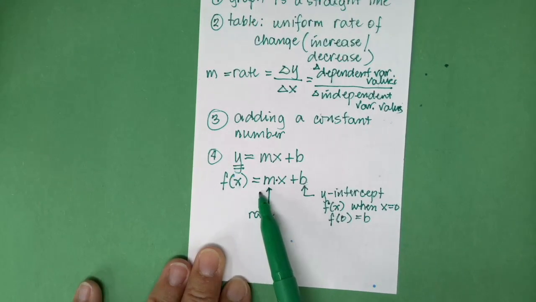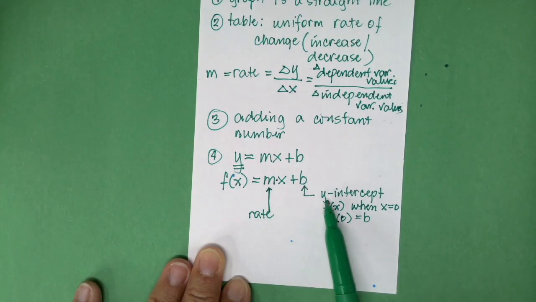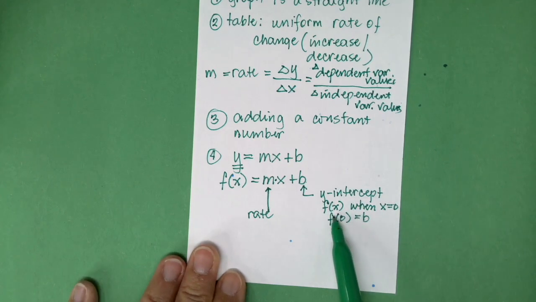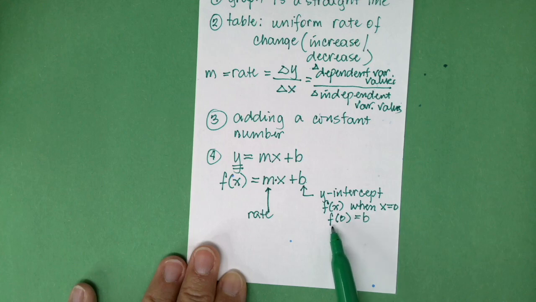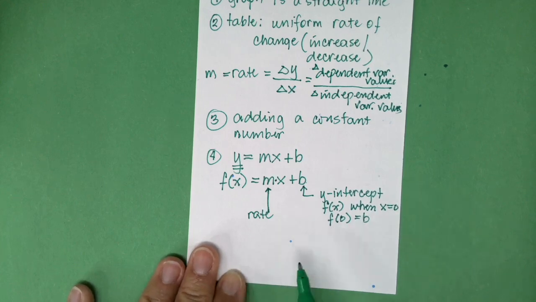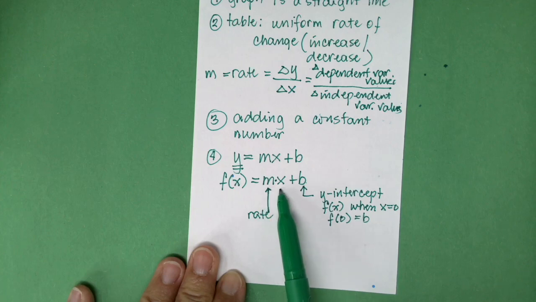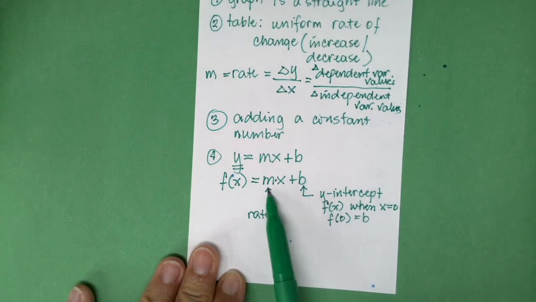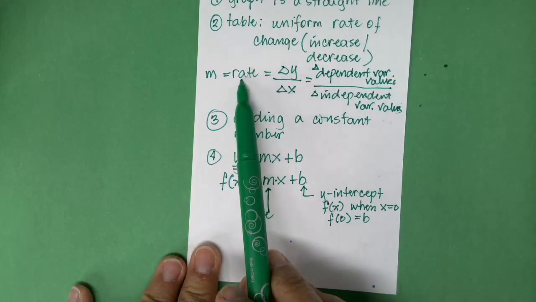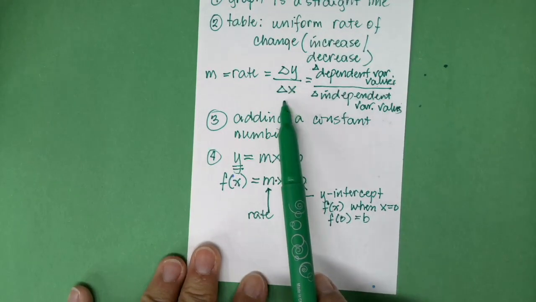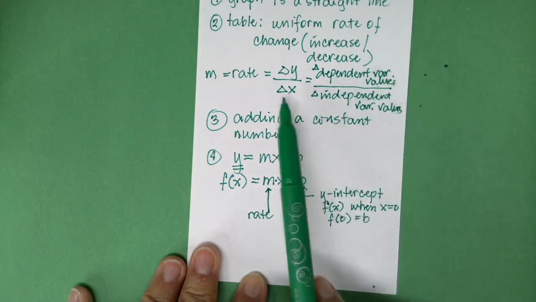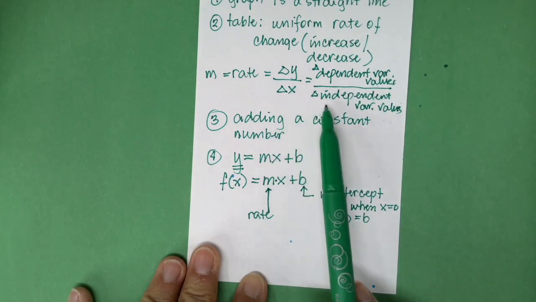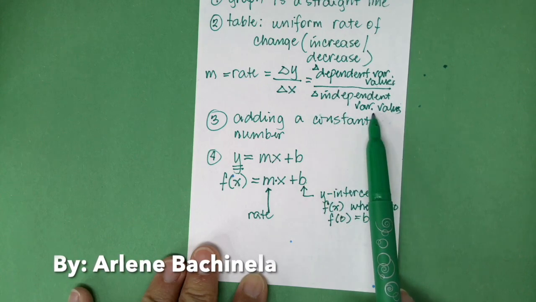So f of x is equal to mx plus b, where b is the y-intercept. When we say y-intercept, that is the value of the function, the value of y, when x is equal to 0. Or in function notation, f of 0 is equal to b. And the number that's multiplied to x, which we call the coefficient of x, is the rate of change. That is, again, delta y over delta x: the change in the dependent variable over the corresponding change in the independent variable values.